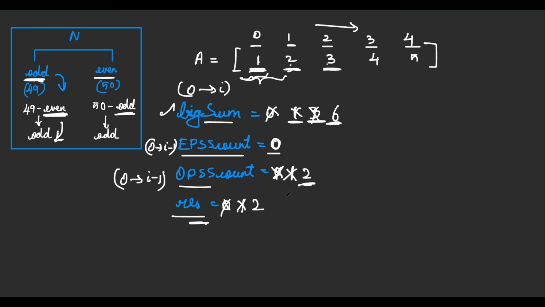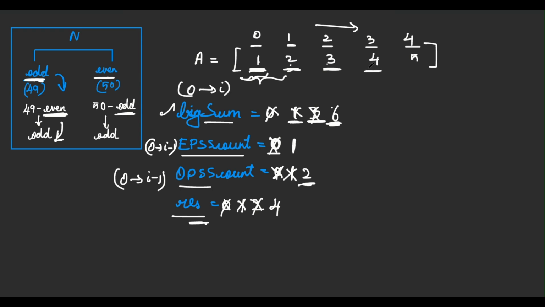So let's just add that OPSS count to our result. So 2 is already there in the result, so 2 plus 2 will be 4, right? And before moving forward, we should update the EPSS count right now because 6 is going to be even. So let's just update our EPSS count to be 1. Now going to the next ending point.